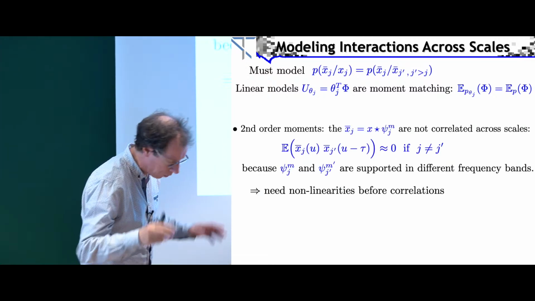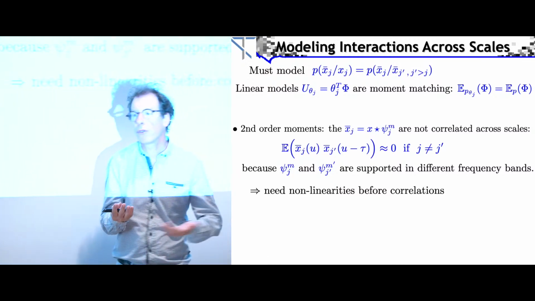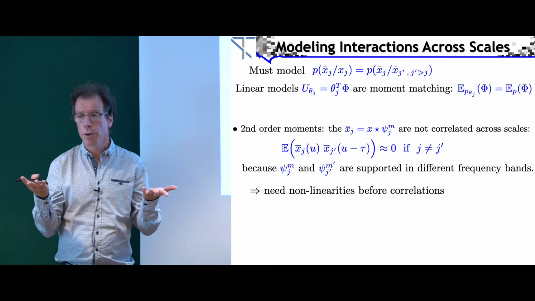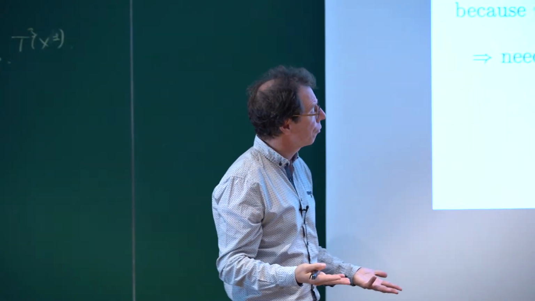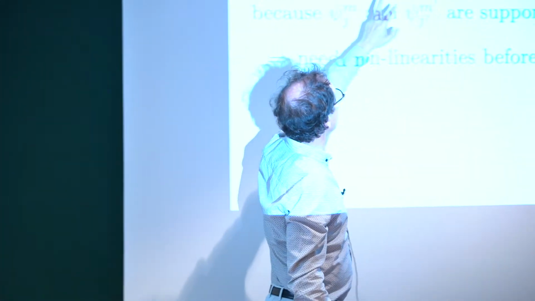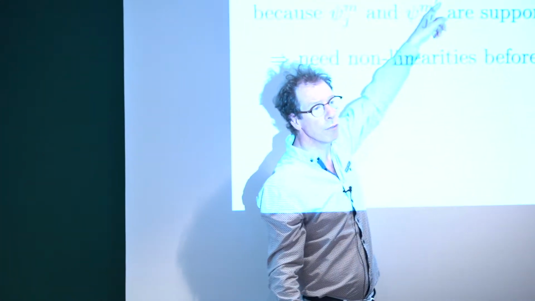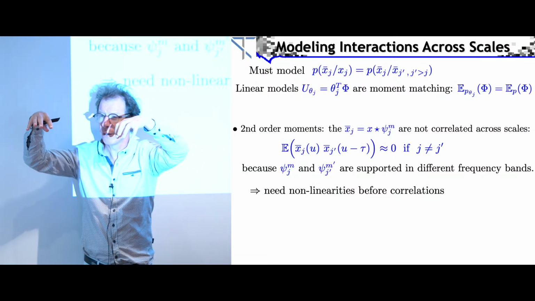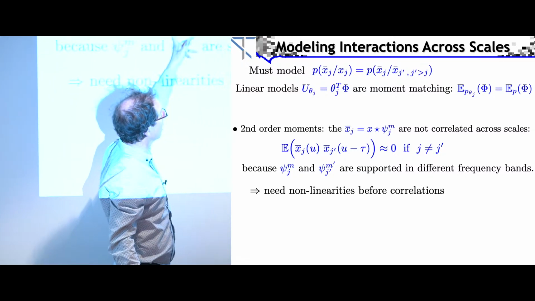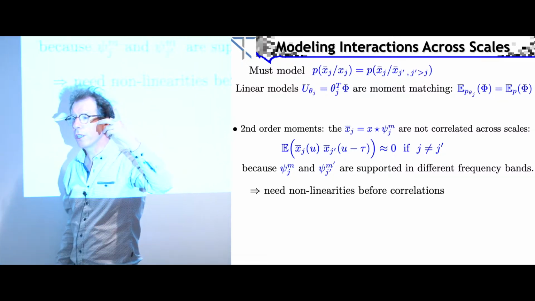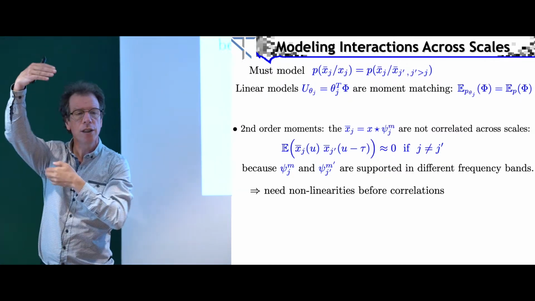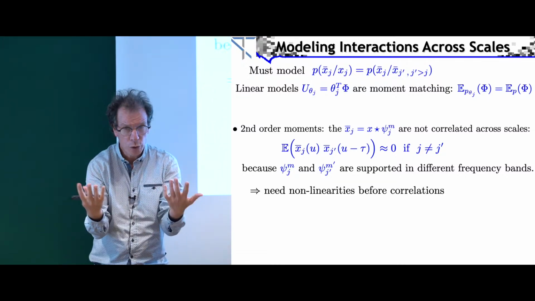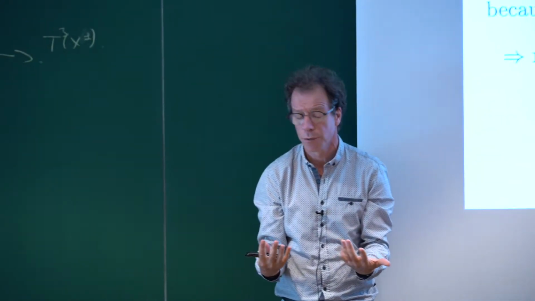So what kind of moments? The first idea that comes to mind is to say, okay, we're going to specify the second order moments. Second order moments are going to define Gaussian processes, but that's not all. If you look at the correlation of the wavelet coefficients across scales, they live at different frequencies. So they are non-correlated. So second order moments give you no information about interactions between scales or interactions between frequencies. In order to capture that, you need to introduce nonlinearities.